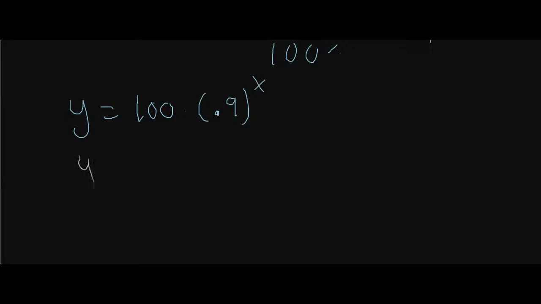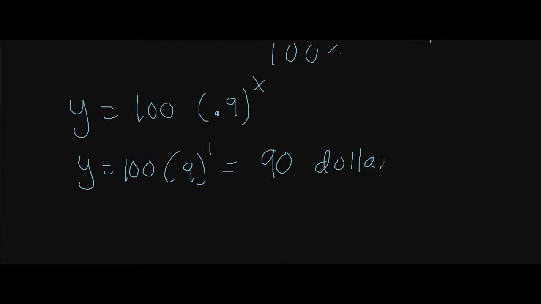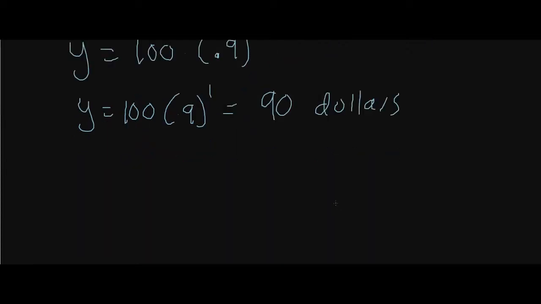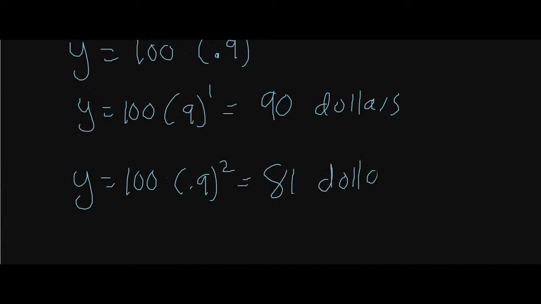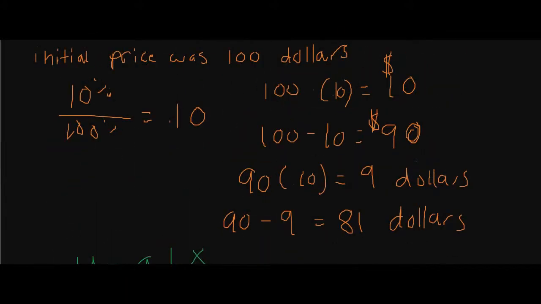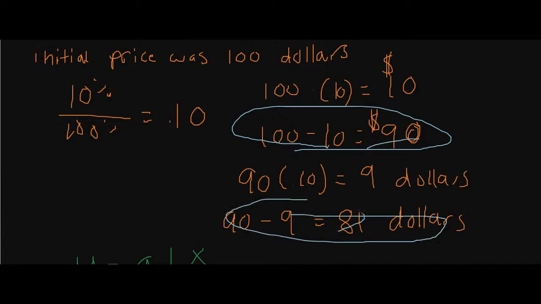Alright, well if we actually do this, 100 times 0.9 to the 1 power, we're going to get $90 for the first year. Well, if we want to go ahead and do it for the next year, we're going to get 100 times 0.90 raised to the second power, and we're going to get $81. And this is exactly the work that we just did up here. The first year the jersey is worth 90. The second year it's going to be worth $81.